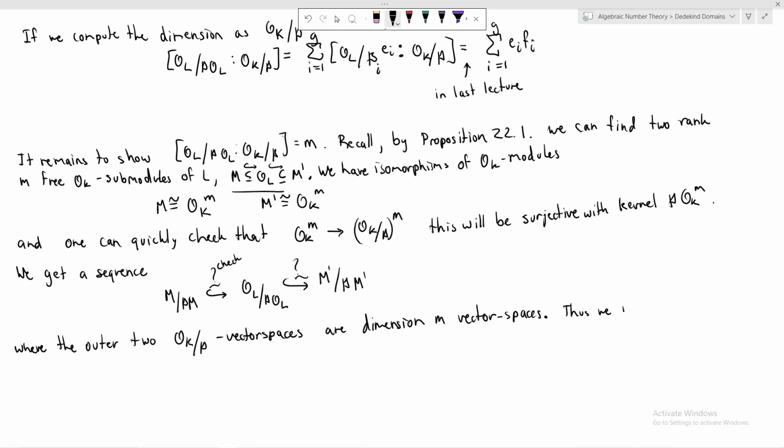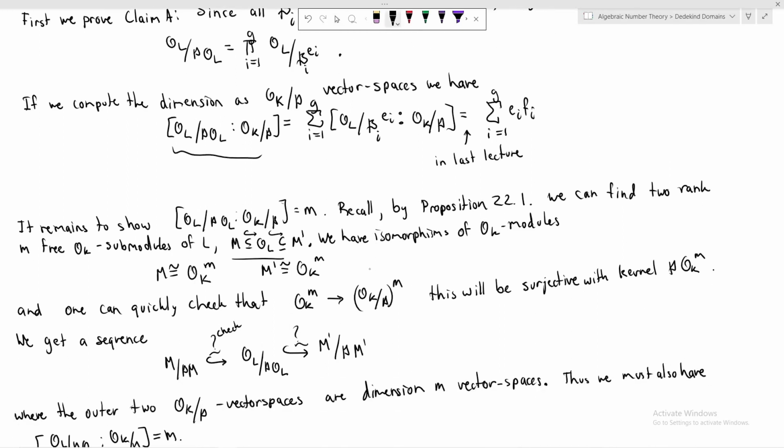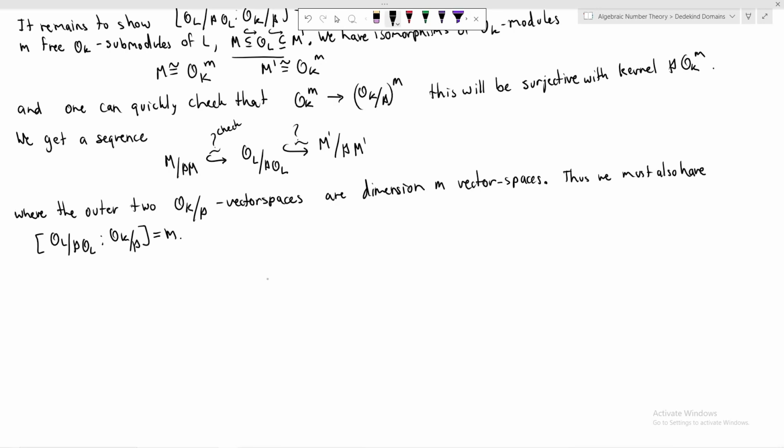Thus, we must also have that O sub L mod P O sub L has dimension equal to m. Okay, so this proves claim A. So the idea was to compute this thing in two different ways. Using our previous lemma, we found that it was the sum of these products, and computing it directly, we can say something about the rank of O sub L over O sub K. Computing that directly gives that it is equal to m.